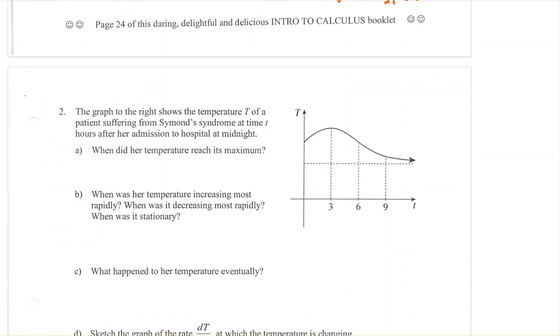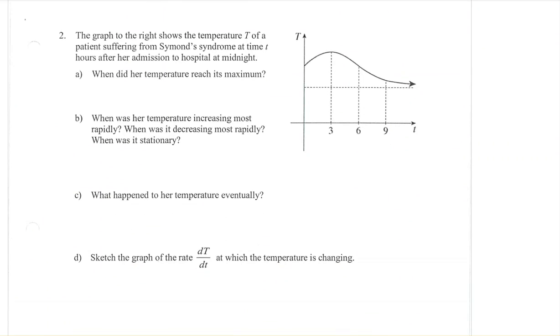All right, question 2. The graph to the right shows the temperature T of a patient suffering from Simmons syndrome at time t hours after her admission to hospital at midnight. That kind of is a key thing there. They were admitted at midnight. Important to note that. When did her temperature reach its maximum?